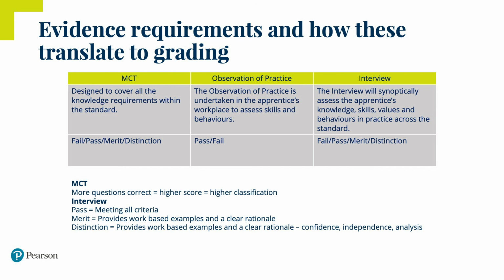So the apprentice, to achieve into the merit and distinction, needs to really focus on really clear work-based examples, clear rationales, analysis and demonstration of their independence within the workplace. So it's about talking about examples where they have undertaken specific tasks and why they've done them and linking those into the standards.